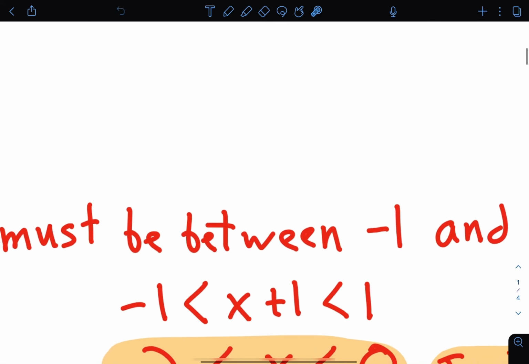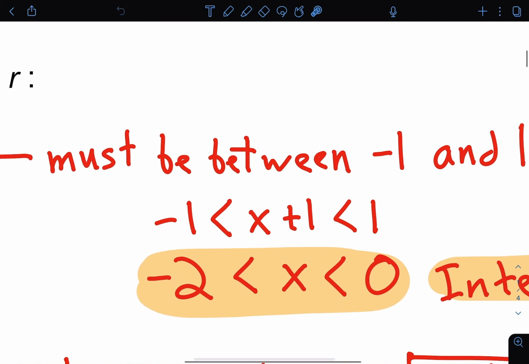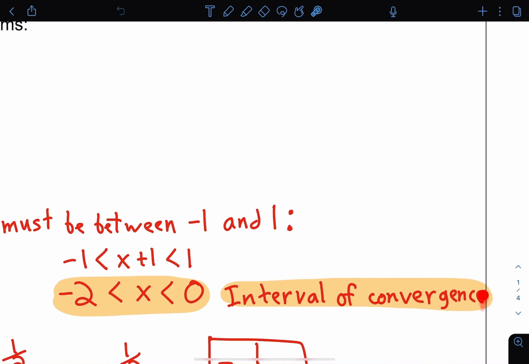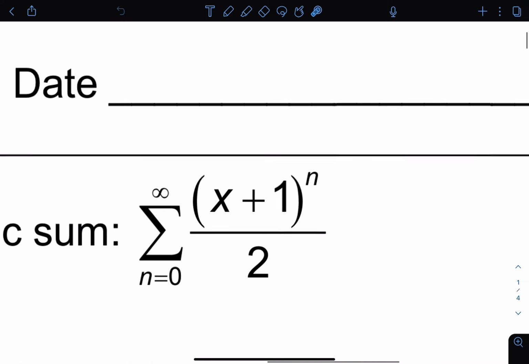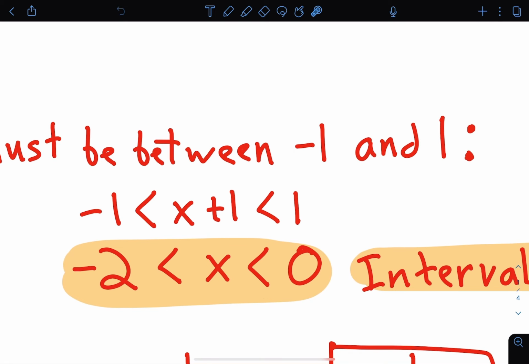Okay, so we can set up a little compound inequality, and now we can use this to solve for x. And so we call this answer the interval of convergence. So this series is only going to converge if this x is specifically between -2 and 0. That is the only way for this to work.